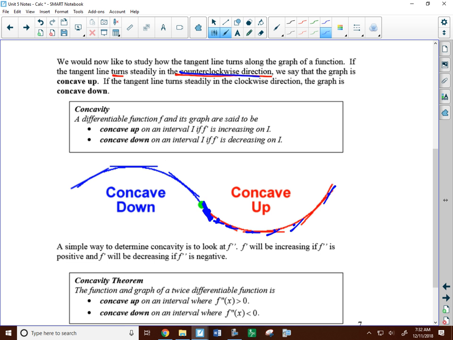Right? So we see how it is changing. It's very negative here, the slope of the tangent line. Less negative, 0, starting slightly positive, more positive, and very positive. So the continual slopes are changing. They're becoming more positive continually. And when that happens, the tangent line slopes are turning counterclockwise, in this direction, as we go left to right. And we say that's concave up.